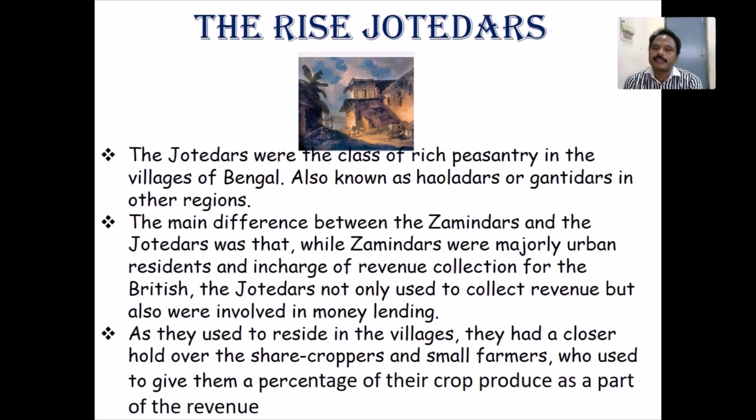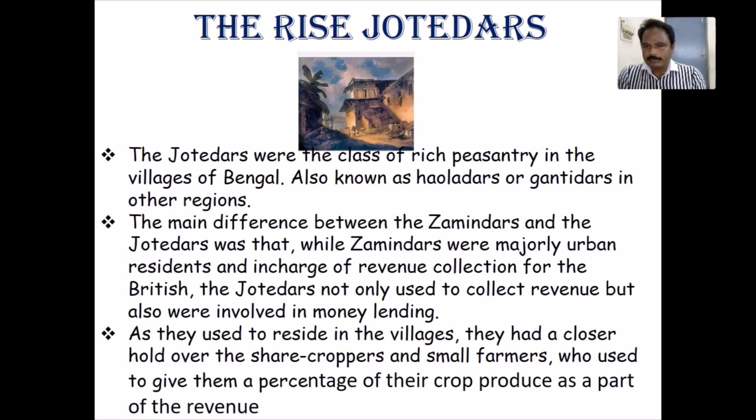The Jotidars were the class of rich peasantry in the villages of Bengal, also known as Haloladars or Kantidars in other regions. Okay, one mark, this is very important, children. The main difference between the Jamindars and the Jotidars was that while Jamindars were mostly urban residents and in charge of revenue collection for the British, the Jotidars not only used to collect revenue but also were involved in money lending. As they used to reside in the villages, they had a closer hold over the sharecroppers and small farmers, who used to give them a percentage of their crop produce as a part of the revenue.